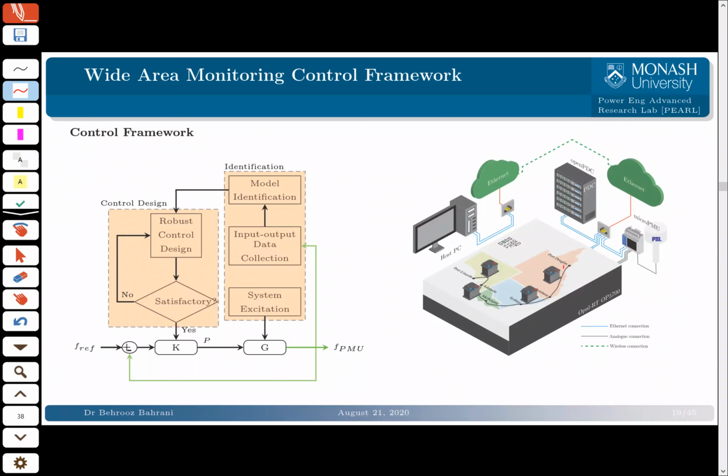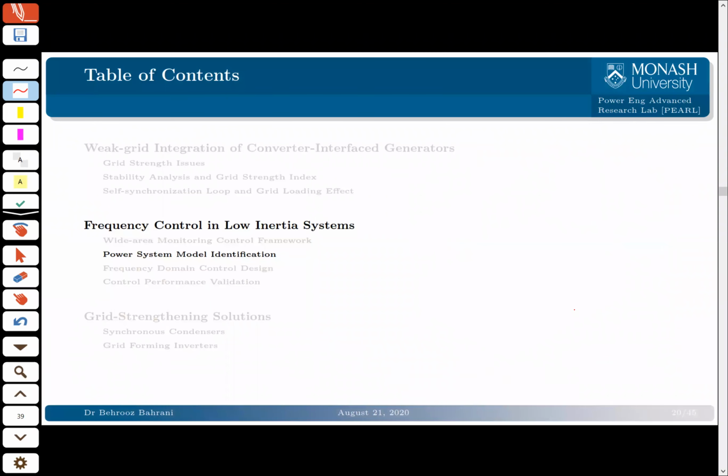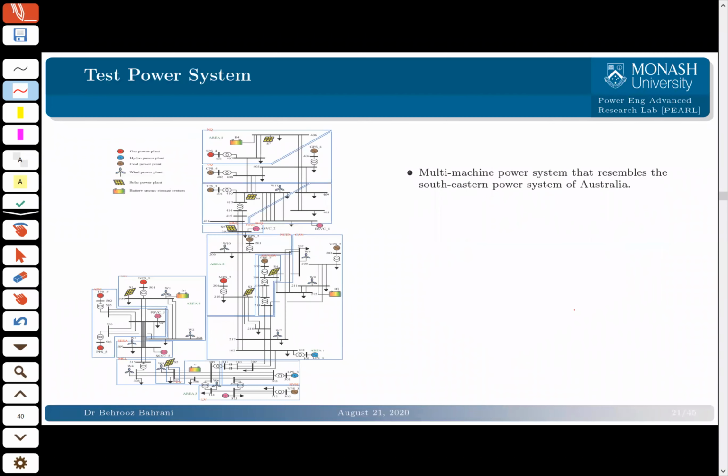We wanted to have 4 different batteries in different areas in the NEM. So this is Queensland, New South Wales, Victoria, South Australia. So we've got 1 battery in each region. And we would assume that we've got PMUs in the system, that they would give us the information of the system into a controller, and then each of these batteries can inject the amount of power that they would require. Now, how did we do the identification?